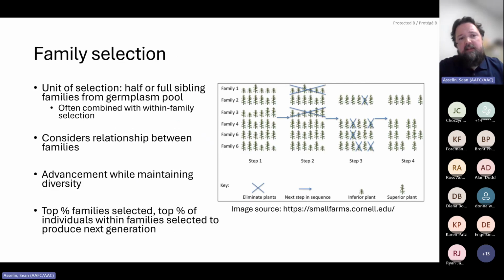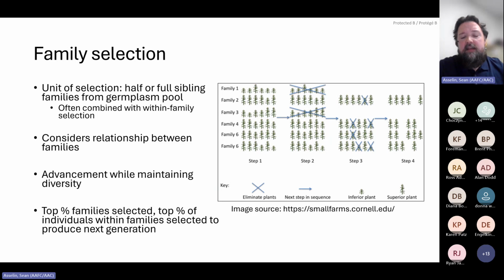Okay, moving on to family selection. This is what we primarily use within our program. And the unit of selection in this type of selection scheme is we look at either half or full sibling families from a diverse germplasm pool. And we often combine that with selections within families.